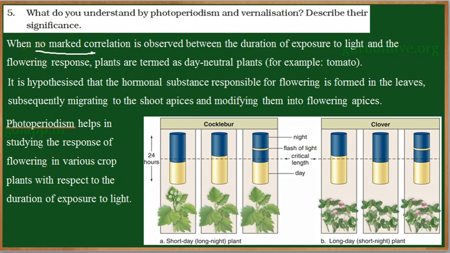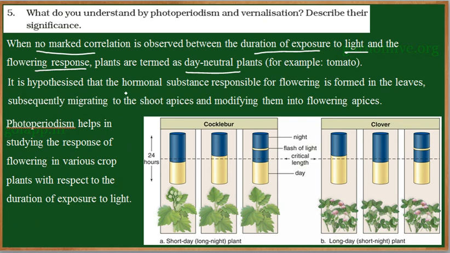The third category is neutral plants. When no marked correlation is observed between the duration of exposure to light and the flowering response, plants are termed day neutral plants. Certain plants have a flowering response that is not correlated with the exposure to light and darkness. Such plants are called neutral plants, and an example is tomato.